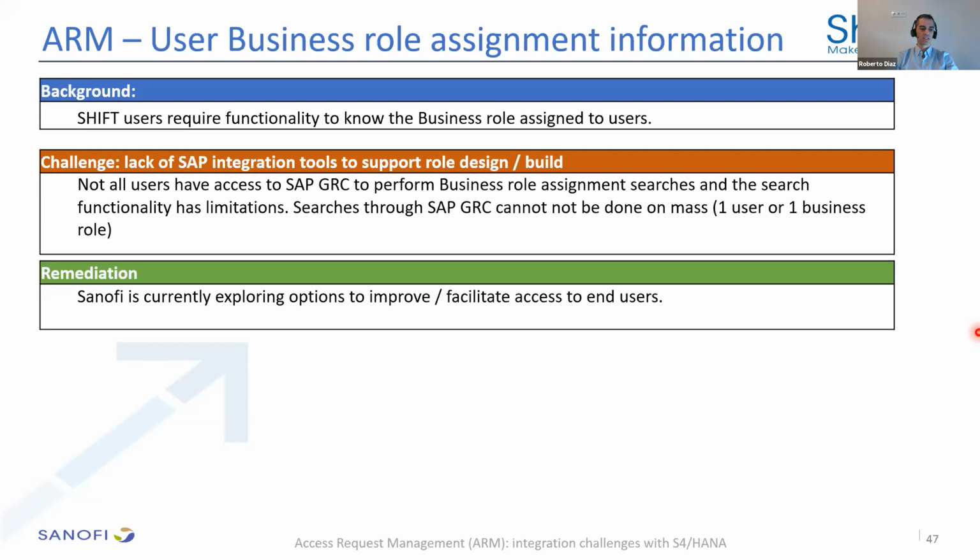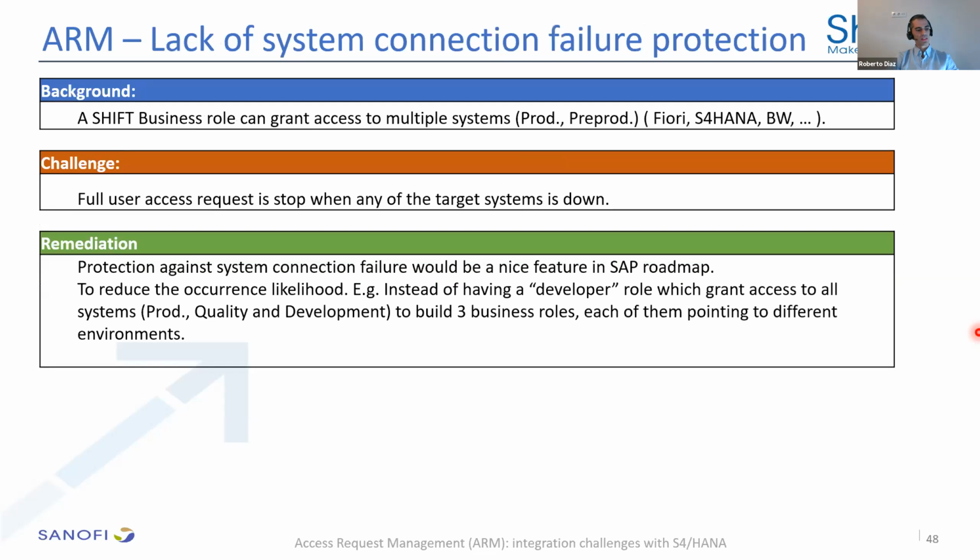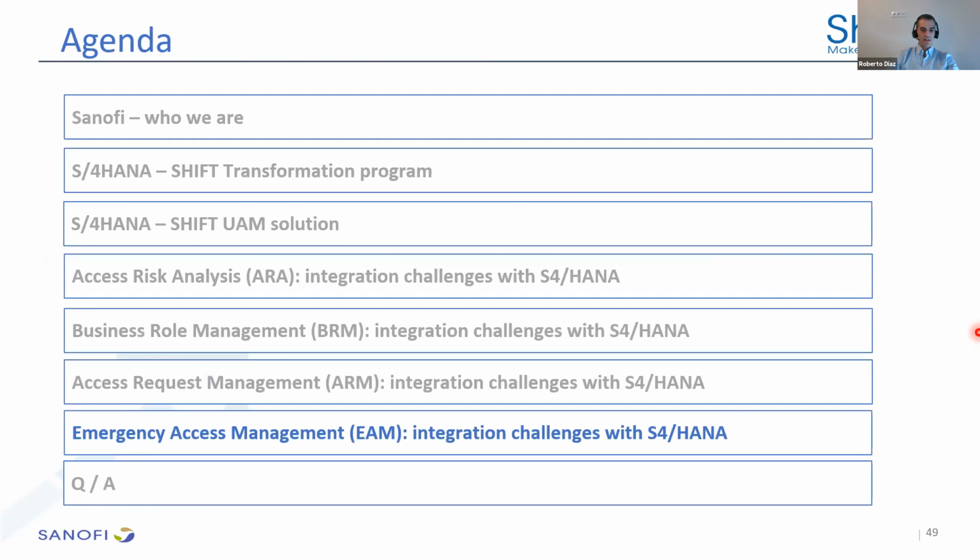GRC Access Controls also has a functionality to search which business roles a user has, but you can do it only user by user. Of course, in a project phase, we are interested in having this information in mass. So we are lacking this information. Of course, you can create queries, but this is not out of the box.